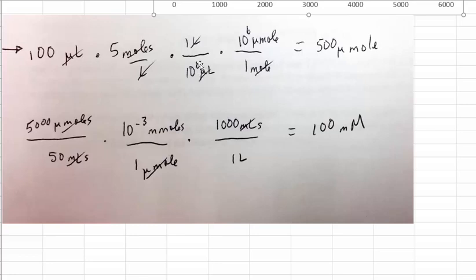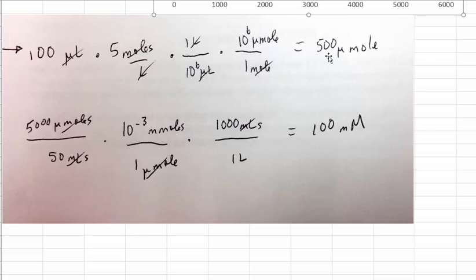I'm going to convert that volume to liters, multiplying by the factor 1 liter per 10 to the 6 microliters, so the microliters cancel out. Then I want to convert my moles into micromoles, so the 10 to the 6 also cancels out. So I wind up with 100 times 5, which gives me 500 micromoles. That's the 100 microliter increment: 500 micromoles.